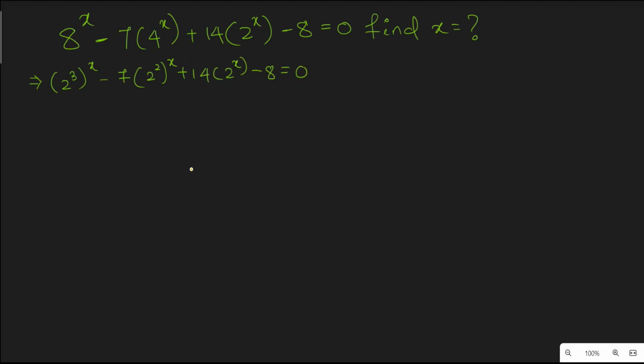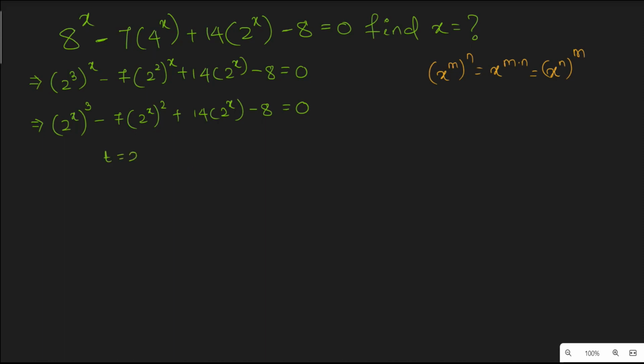As we know, x to the power m to the power n is equal to x to the power m into n is equal to x to the power n to the power m. So let us apply this formula here. So we can rewrite this expression as 2 to the power x to the power cube minus 7 into 2 to the power x to the power square plus 14 into 2 to the power x minus 8 is equal to 0. Let us consider t is equal to 2 to the power x.